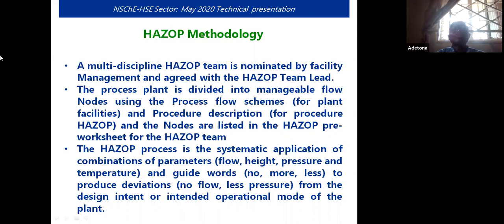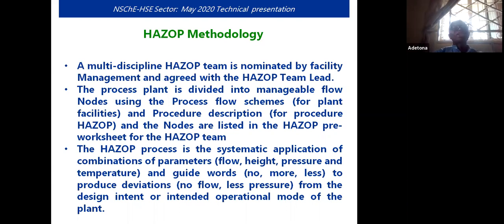The methodology for Hazop starts with a multidisciplinary team being nominated. Because of the importance of the team, the first thing a Hazop leader will do is sit with the management, get the list of the multidisciplinary team, get their experience screened, and get the commitment of the management so that they will be ring-fenced during the time of the Hazop.